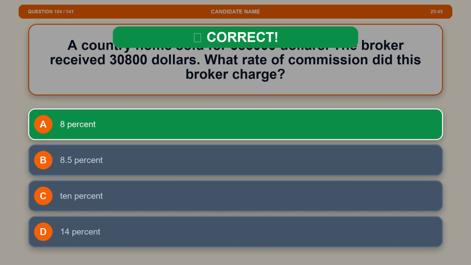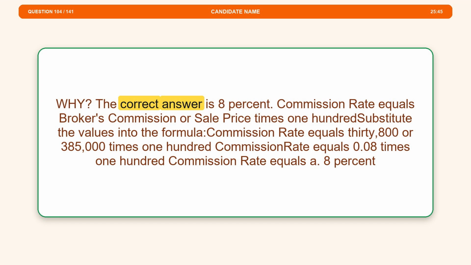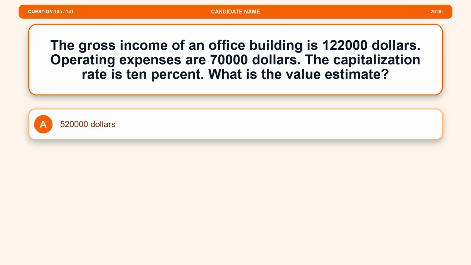The correct answer is option A. The correct answer is 8%. Commission rate equals broker's commission divided by sale price times 100. Substitute the values into the formula. Commission rate equals 30,800 divided by 385,000 times 100. Commission rate equals 0.08 times 100. Commission rate equals 8%. Question 105.